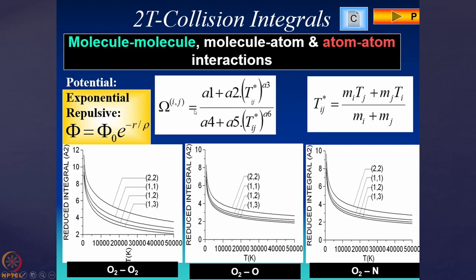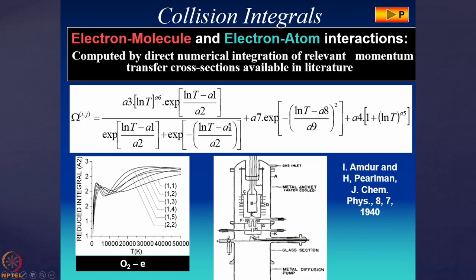But anyway, the collision integrals can be expressed in this form, and this Tij is the reduced temperature, which is expressed in this form when i and j are the interacting particles, and Mi, Mj are their masses. If they have different temperatures, then their reduced temperature is like this, and the collision integral can be expressed in terms of this reduced temperature like this.